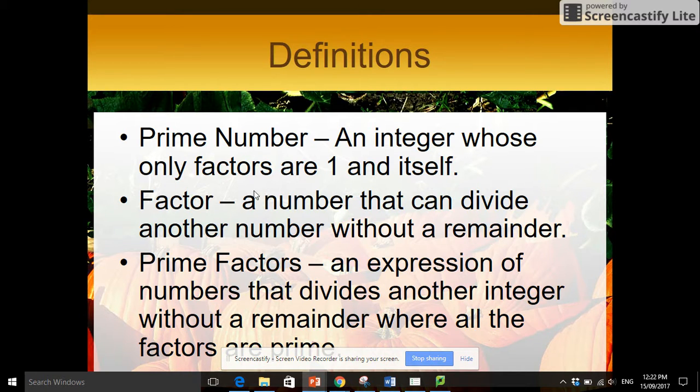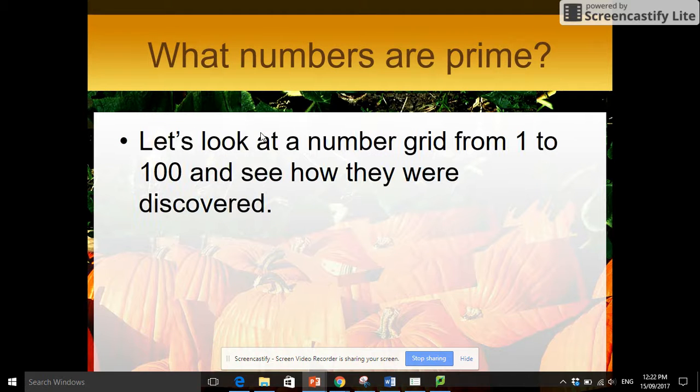A factor is a number that can divide another number without a remainder. So it fits into another number. That's what a factor is. And a prime factor is an expression of numbers that divides another integer without a remainder where all the factors are prime. And we're going to be doing that later. Don't worry too much about that. The most important thing I want you to look at here is prime numbers. Okay, so what numbers are prime?